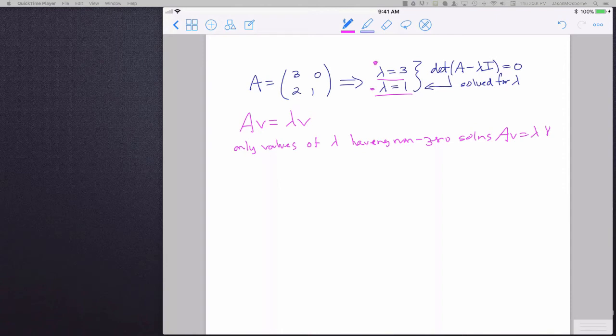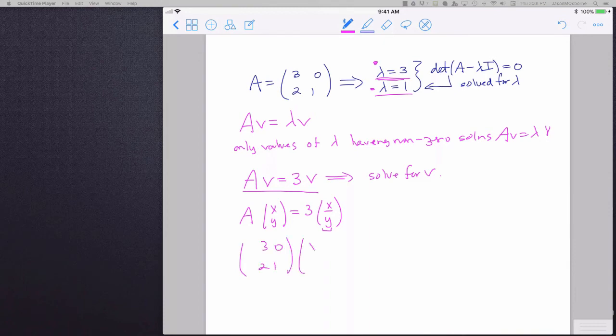What were those non-zero solutions? Well, you need to look at A times V equal to 3 times V, and then solve for V. Now that you have the eigenvalues, can you go ahead and find the associated eigenvectors? AV equal 3V will be equivalent to A times (x, y) equal to 3 times (x, y), and you need to figure out what x and y are. We know the matrix was [[3, 0], [2, 1]] times (x, y), and we need to again set up a system of equations to solve.